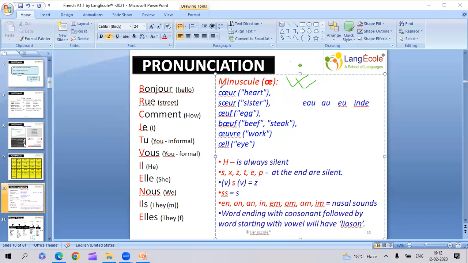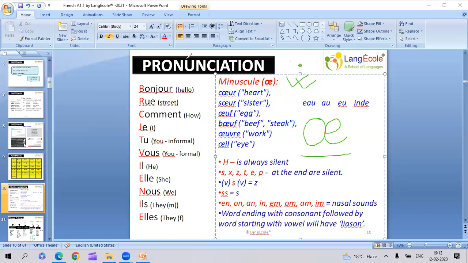Basically, it's a combination of O and E, but it is written together. This character is written together. So what happens here? How will you pronounce this minuscule? No, you will pronounce it as, it has a different sound. You will pronounce it as, okay? So, not exactly.